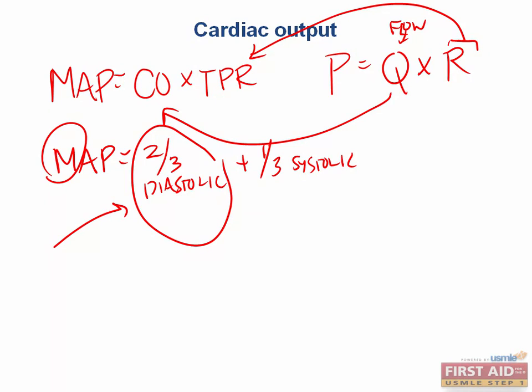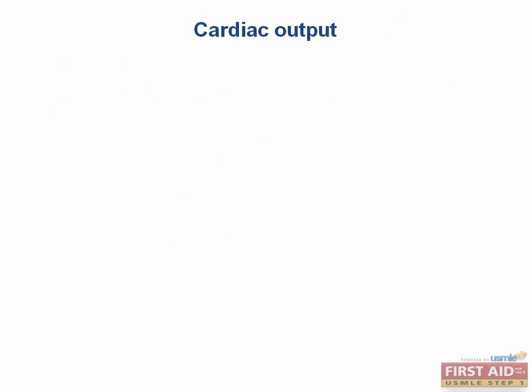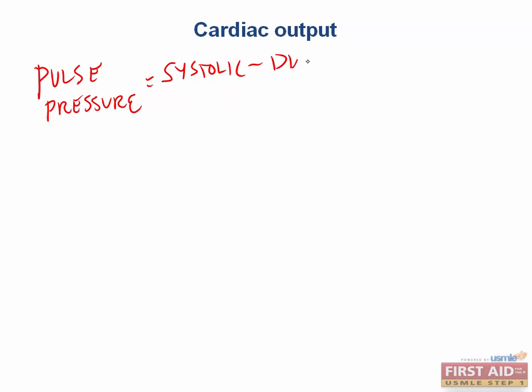Now there's another equation that we can also discuss that is very important, which is pulse pressure. Now this is incredibly simple: systolic pressure minus diastolic pressure. So basically, pulse pressure is just defined as the difference between systolic and diastolic pressures. Why is this important? This is important because a high value, termed a wide pulse pressure, is associated with certain pathologies, a major one being aortic regurgitation.